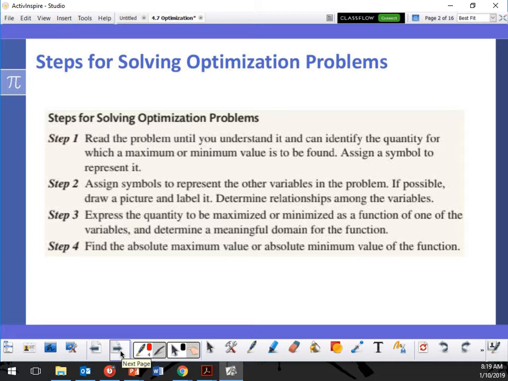Okay, so steps for solving optimization problems. This is going to be true all the time, and I'm going to ask you this anytime you ask me one of these questions. Read the problem until you understand it. So now, I want you to read it once, all the way through. Then as soon as you're done, read it a second time, but now the second time you need to identify the important information. Identify the quantity that is to be maximized or minimized, and assign symbols to represent it.